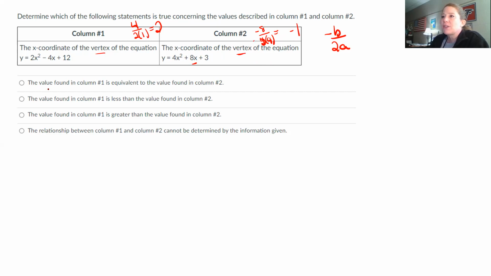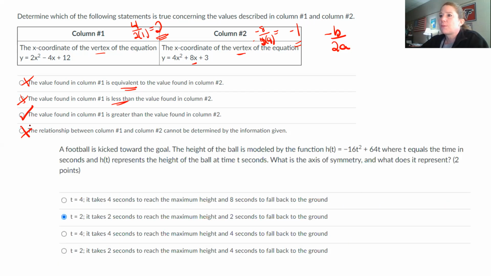So what are our choices? The value found in column 1 is equivalent to, no. The value found in column 1 is less than. Nope, that's not right. The value found in column 1 is greater than the value found in column 2. Yes, that is true. And the relationship between these cannot be determined. That's not true. Okay, so that one was pretty simple.